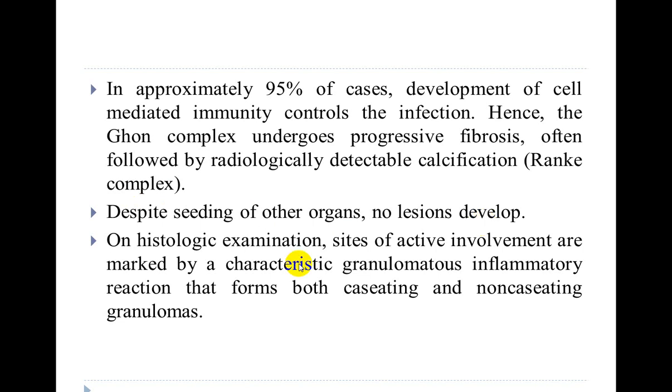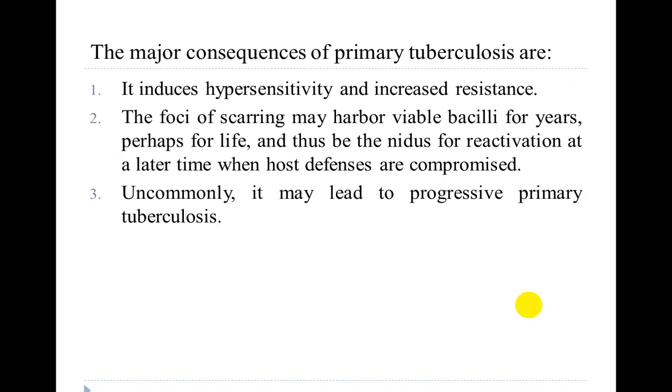On histologic examination, sites of involvement are marked by a characteristic granulomatous inflammatory reaction that forms both caseating and non-caseating granulomas. So the site of active inflammation has maybe two or three granulomas; some of them have caseous necrosis in the center and some do not. Okay, good. The major consequences of primary tuberculosis are also very important.